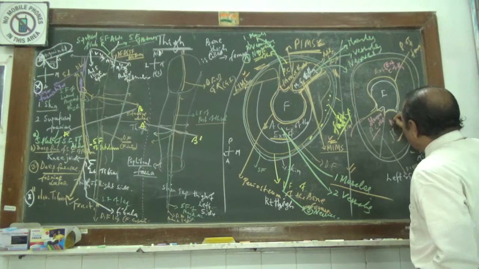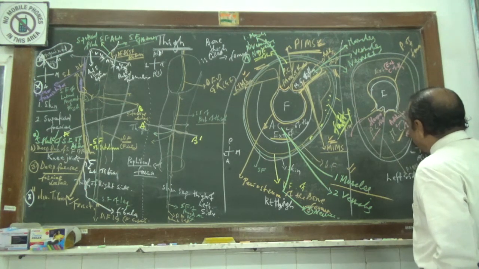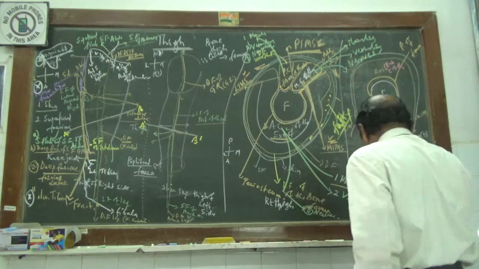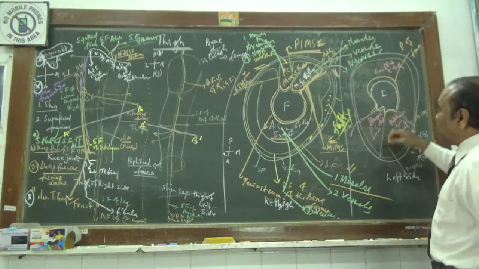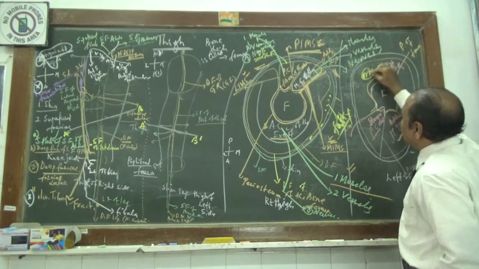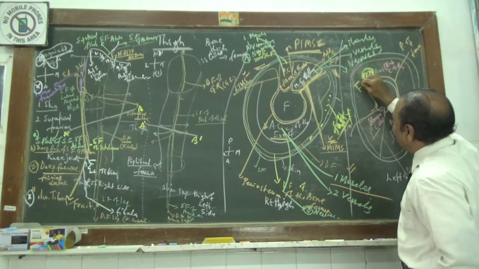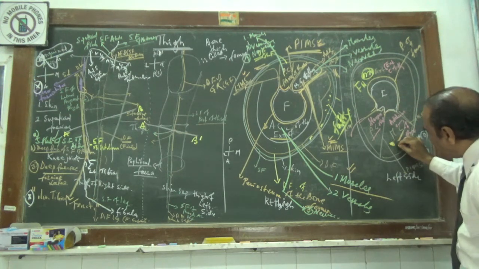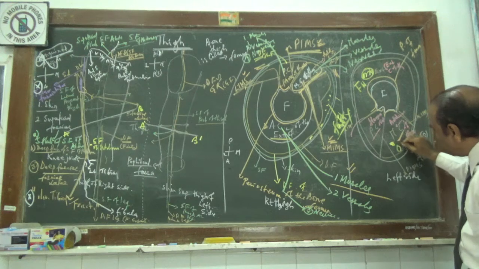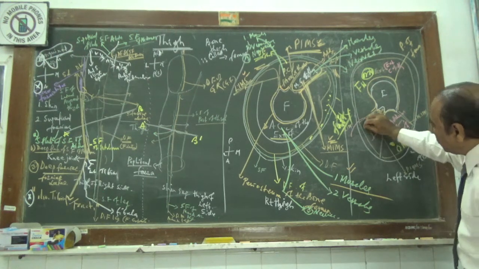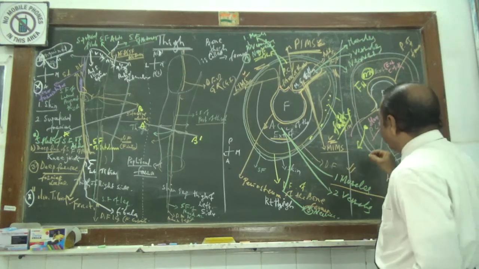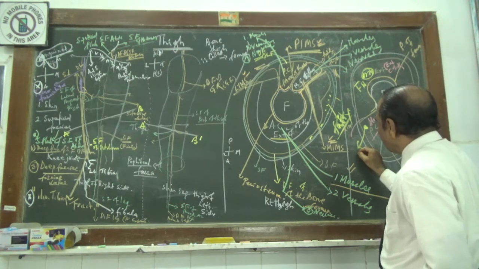This will be the adductor compartment. Now, the muscles which are generally here will be supplied by the nerve called the femoral nerve. Muscles which are present in this compartment will be supplied by the obturator nerve. Muscles which will be here will be supplied by the sciatic nerve.